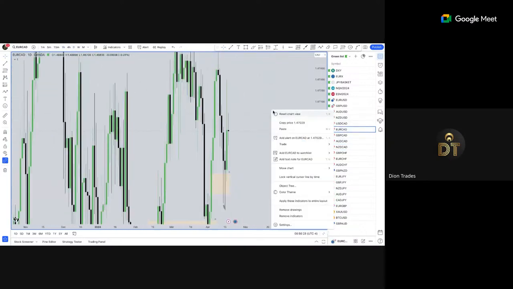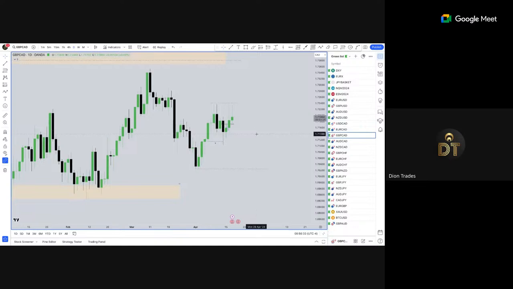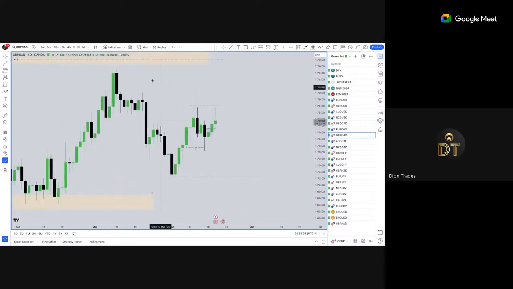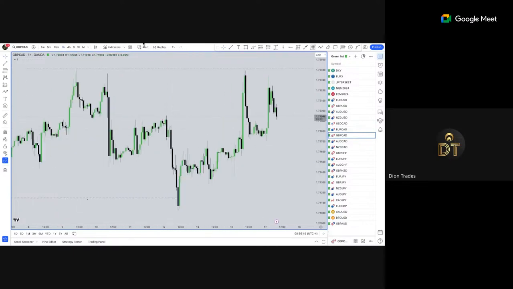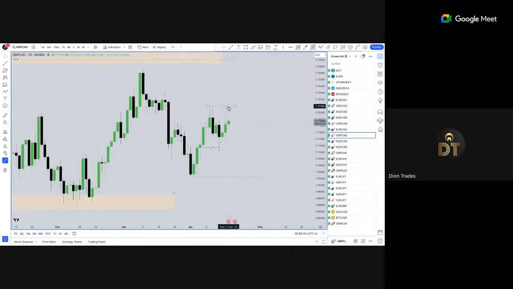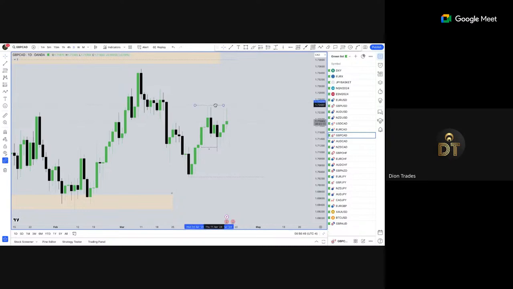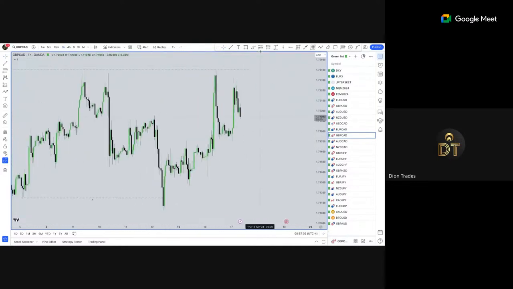Let's see what the cat pairs are doing. The cat pairs had some amazing runs. GBP cat, I think. Yeah, this is crazy. Hold on. Why would price stop here? It's creating buy side up here. So people bought, and now all those people that were buying, I think price is going to take them out.